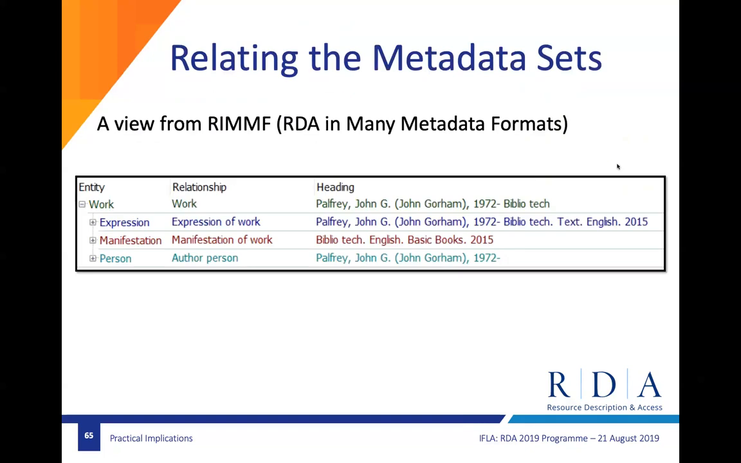Now, I said at the beginning that I was imagining a system that would relate all of these data sets together. Actually, RIMF, for RDA in many metadata formats, can do that for you if you enter the data there. And I did that for the purposes of making sure I had everything right for this presentation. I thought then that I would like to show you how RIMF presents these related metadata sets from work to expression to manifestation and to the author person who is associated with this. You'll see there that the manifestation has a heading or an access point that I didn't create for the purposes of this demonstration today. RIMF requires that for relating works to each other and having text to display. So what you're seeing there, Bibliotech, English, Basic Books, 2015, would be an access point for the manifestation.